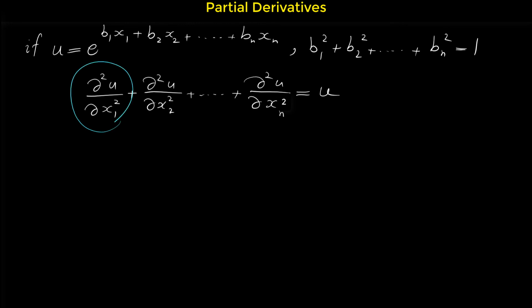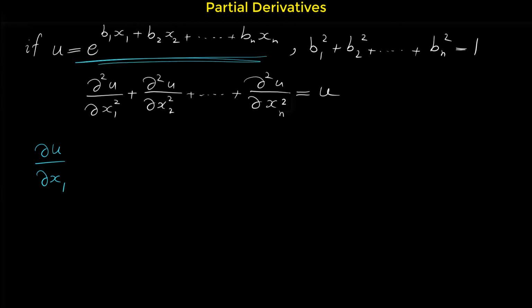For finding the second partial derivative of u with respect to x1, first we have to find the first partial derivative, the derivative of u with respect to x1. Note that here u is a function with n variables. x1 is one of the variables, x2, x3, and so on till xn. So this function u has n variables, and here we want to find the derivative of u with respect to the first variable x1.